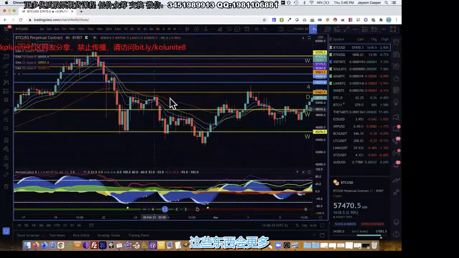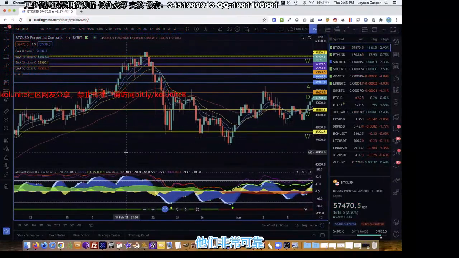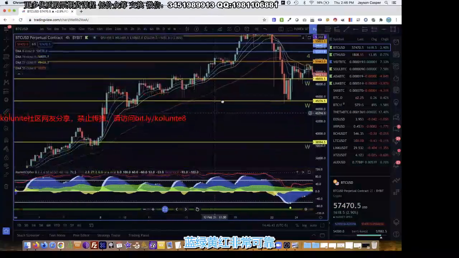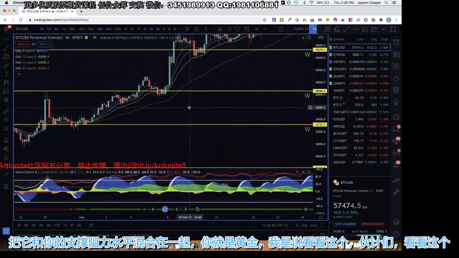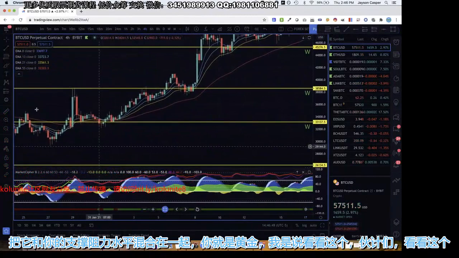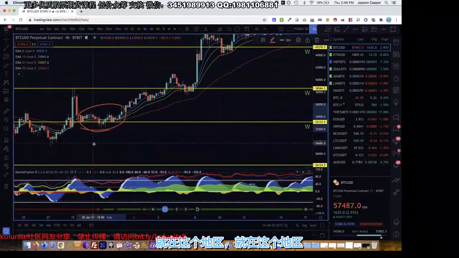So on the higher time frames, these things are going to be much more reliable. But they're very reliable. The blue, green, yellow, red is very reliable. Mix that with your levels of support and resistance, and you're golden. I mean, look at this right here, guys. Look at this. Right? Boom. Right in this area.